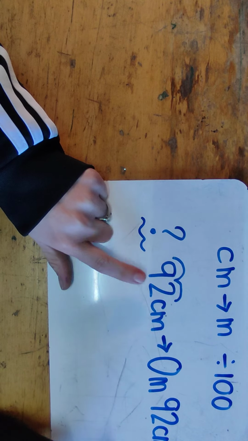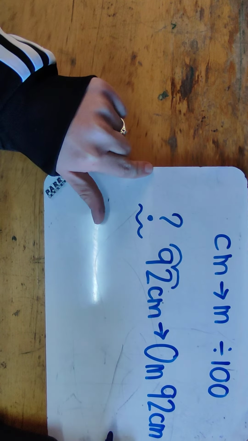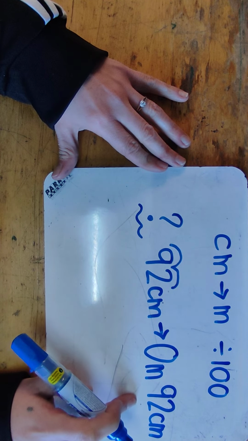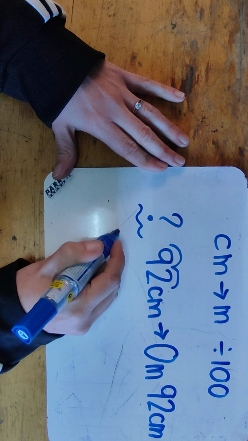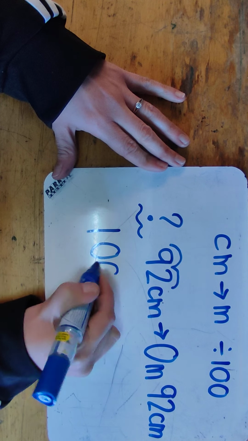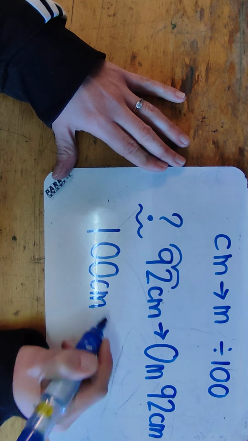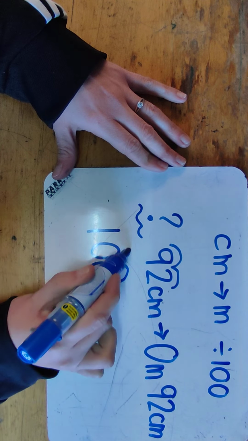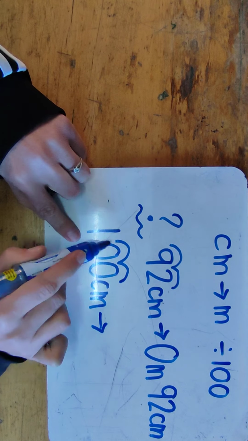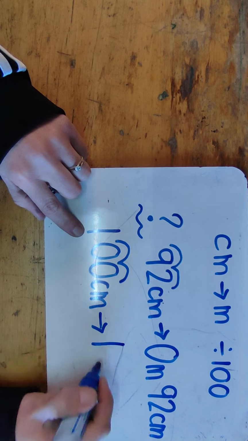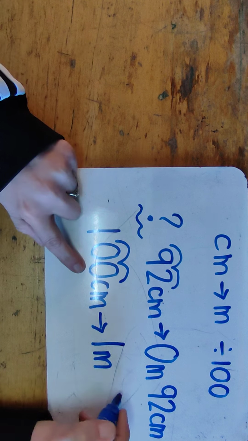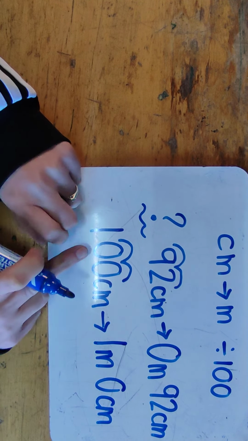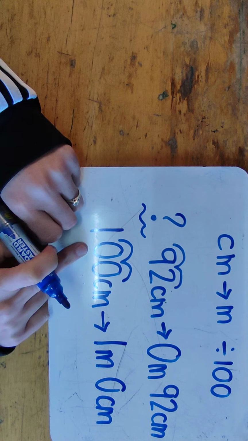Okay, so previously I did say to you this will never be greater than 100. It will never be bigger, because look here now, as soon as you go 100 centimeters, again we have to hop over twice. So I go 1, 2, and everything in front of my hop is a meter, so 1 meter and 0 centimeters.